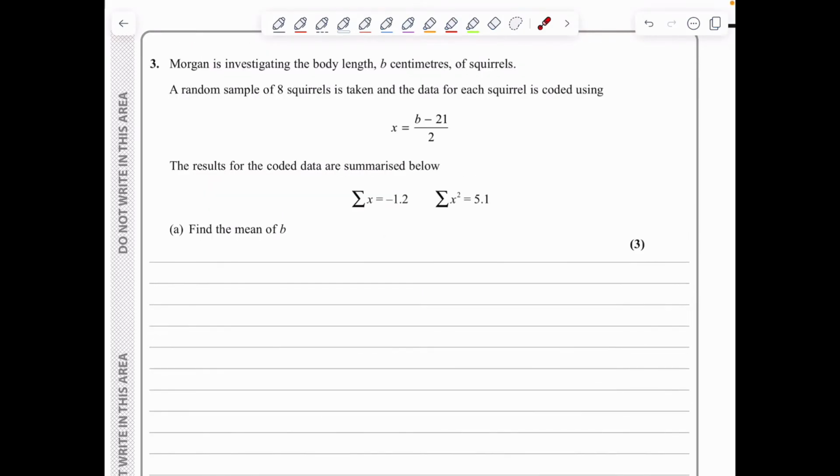Question 3, we're investigating the body length B centimeters, and we've got a random sample of 8 observations, which has been coded as X being B minus 21 over 2.